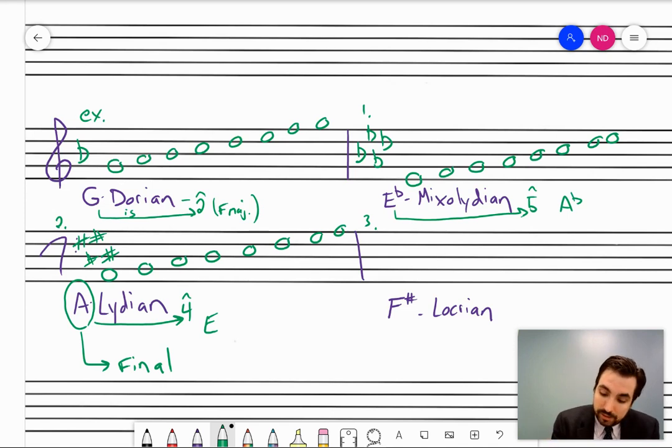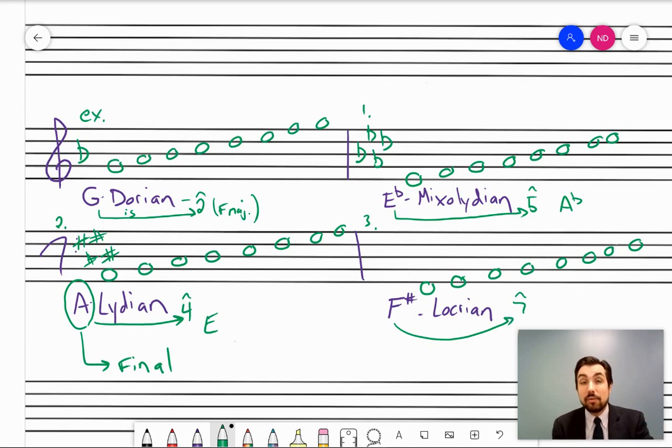F sharp Locrian. Start with the final by writing F to F. Again, don't worry about the sharp. You'll get it in the key signature. Locrian is a mode built on 7. F sharp is 7 in what key? F sharp is the leading tone in what key? The answer is G major, which is 1 sharp. F sharp Locrian. That's how you write them.